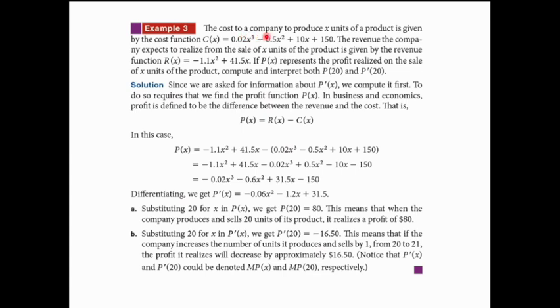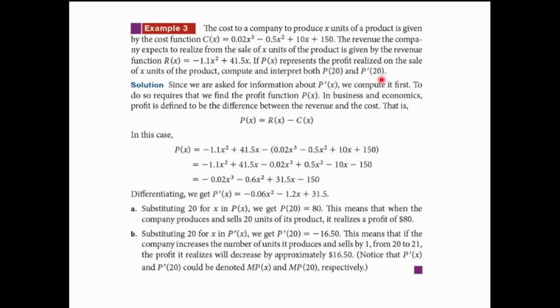The cost to a company to produce x units of a product is given by this cost here. So we have 0.02x to the third minus 0.5x squared plus 10x plus 150. The revenue is given by this function here, which is negative 1.1x squared plus 41.5x. If P of x represents the profit of the sale of x units, compute and interpret P of 20 and P prime of 20.